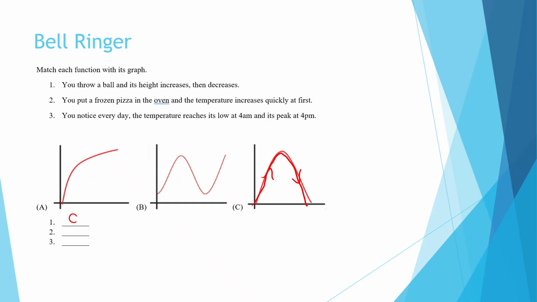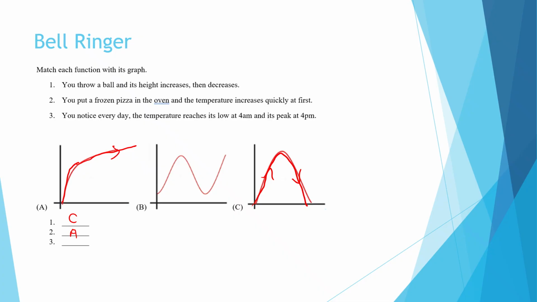Number two, you put a frozen pizza in the oven and the temperature increases quickly at first. This is probably going to be A for number two, and that's because the temperature goes up and then it starts to tail off and still increase, but at a much slower rate.